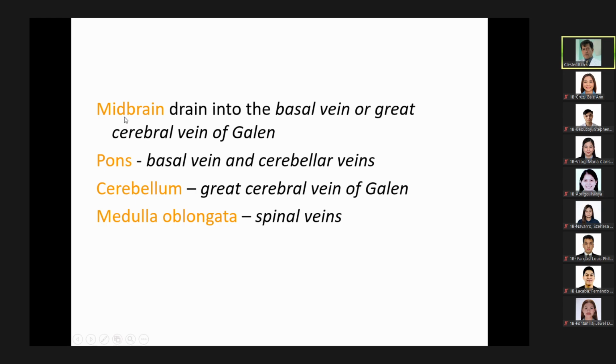Okay? So these are more specific areas that are drained by which internal veins. Your midbrain drains via the basal vein or the great vein of Galen, the pons via the basal vein, cerebellum via the great cerebral vein of Galen, medulla oblongata via the spinal vein.